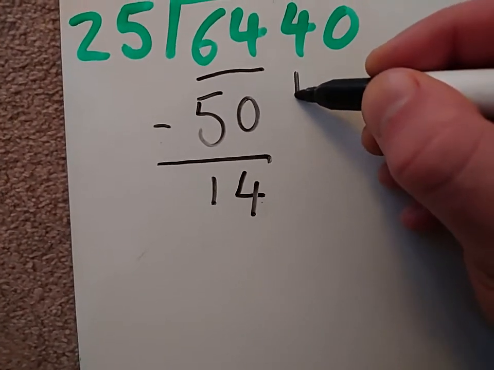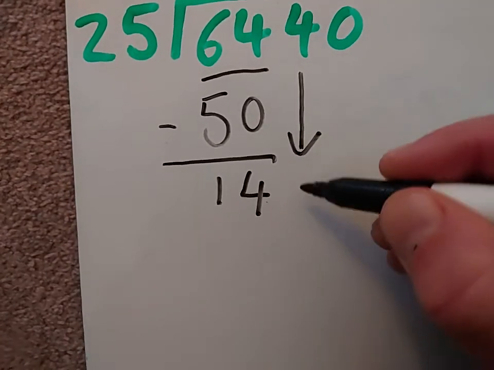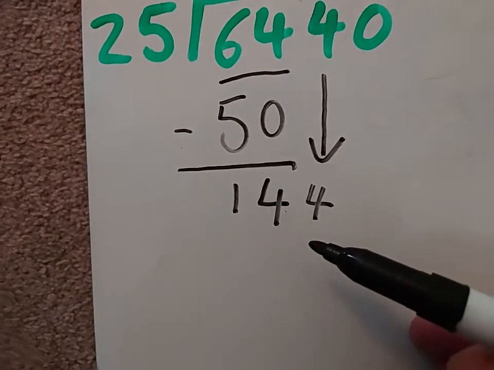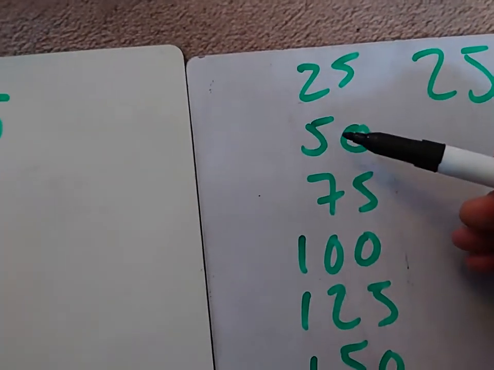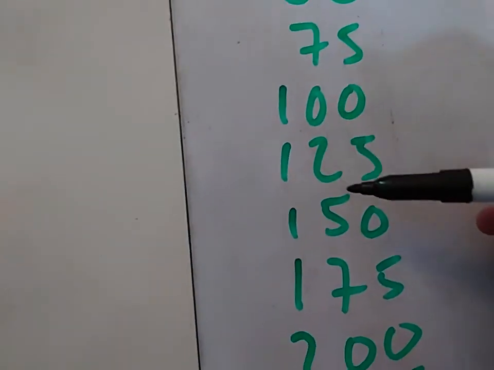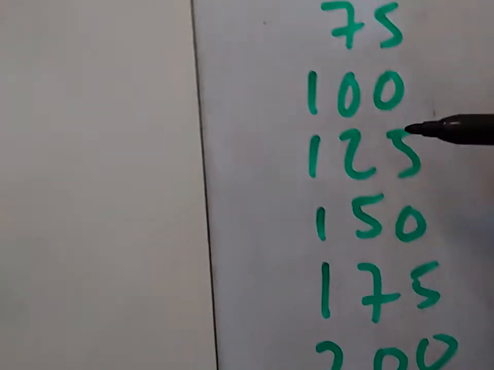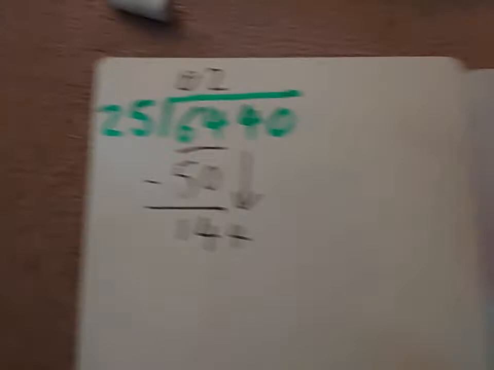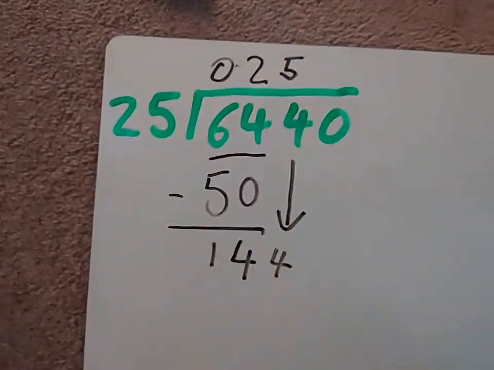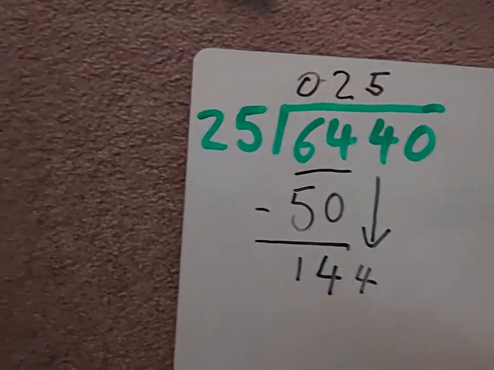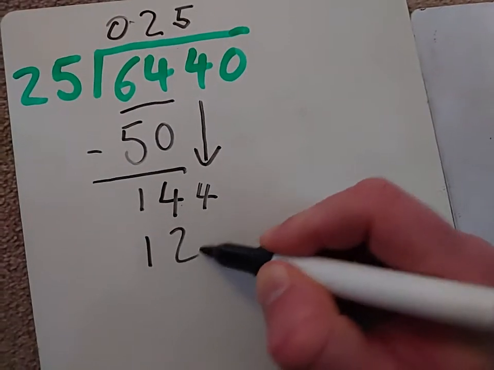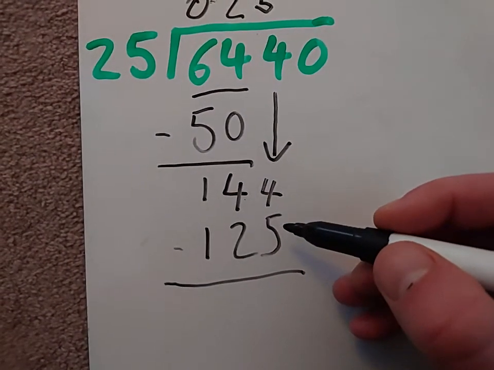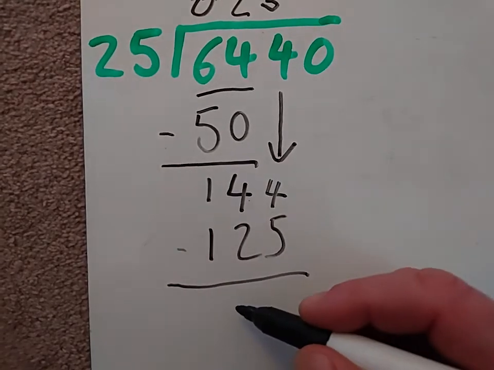Then I bring down the 4 from my next number and stick it on the end. Now I need to look at how many times does 25 go into 144. 1, 2, 3, 4, 5. 6 is too big, it doesn't go into 150, so it's 125. It goes in 5 times. But like before, I didn't quite get to 144, I only got as far as 125. So I'll take those away to find my remainder, which is going to be 19.